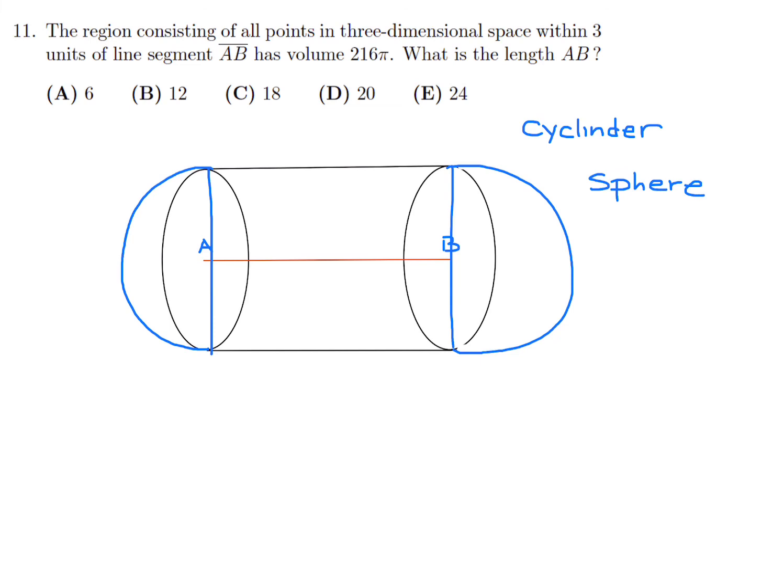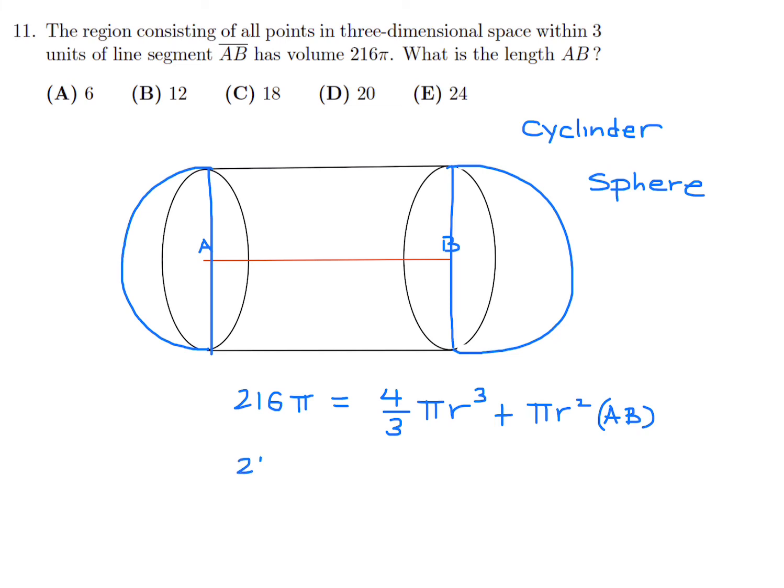So the volume is 216 pi. And that's going to be the sphere, which is, what's the volume of a sphere? 4/3 pi r cubed. Right. And then the volume of the cylinder, which is pi r squared times the height, which in this case is this line segment AB. So that is basically what's going to help us solve for AB.